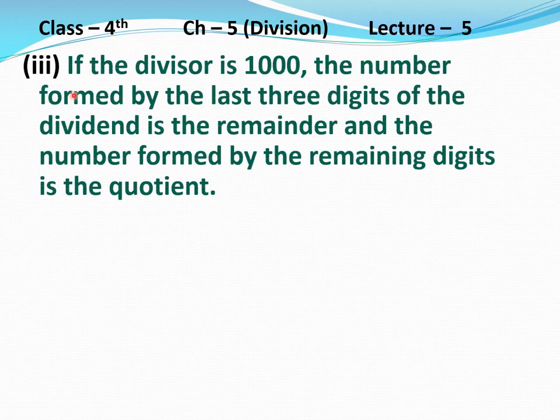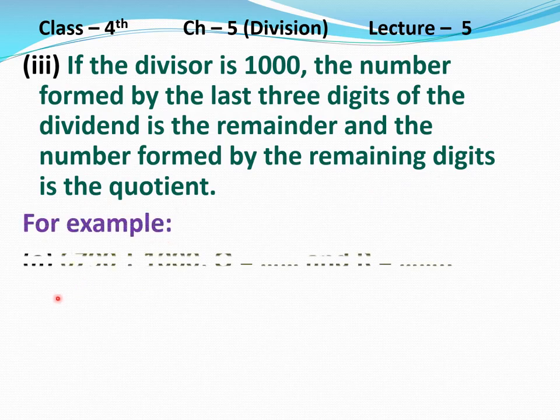Now see, if the divisor is 1000, the number formed by the last three digits of the dividend is the remainder and the number formed by the remaining digits is the quotient.